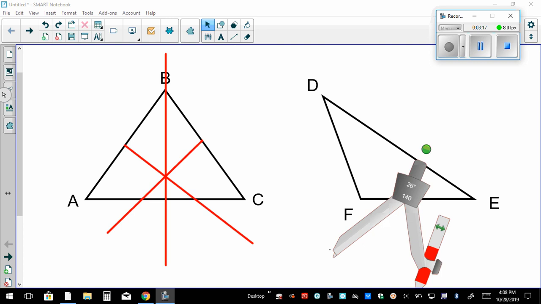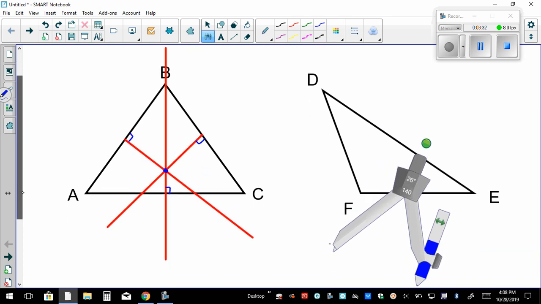Okay, now that we have our perpendicular bisectors, and we can indicate they're perpendicular bisectors by the 90-degree symbol on all three of them, we have this point right here. That is indeed the circumcenter of your triangle. Okay, now there's one thing I need you to note.